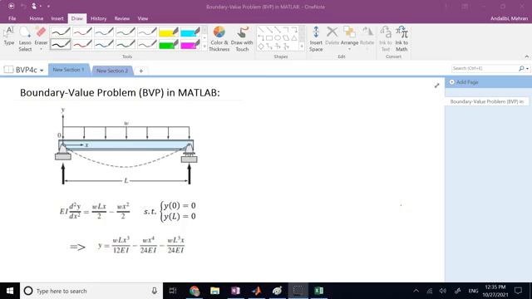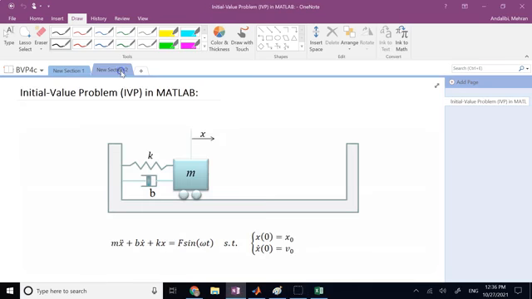Hello everyone. In this video we are going to talk about two important solvers in MATLAB. One of them is the solver called bvp4c, which is for boundary value problems or BVPs, and the other one is ode45 that I mentioned in some of my other videos, which is for initial value problems or IVPs.